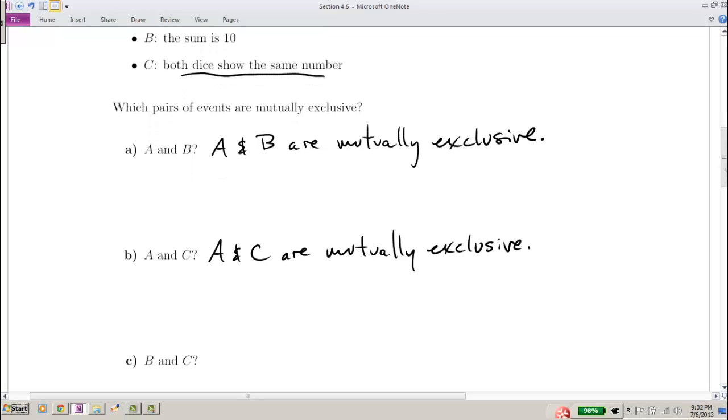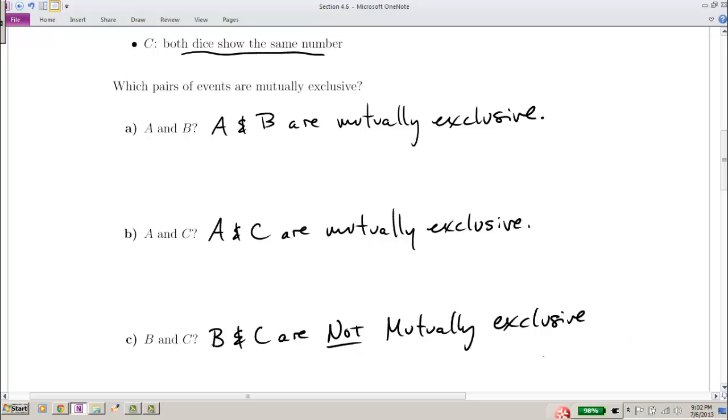And events B and C. Event B is that the sum is 10. Event C is that both dice show the same number. These are not mutually exclusive, and they're not because I can think of a particular outcome that would be in both of these events. So, for example, I think the only one that would satisfy both B and C would be getting double fives. So B and C are not mutually exclusive because the event double fives is in their intersection.